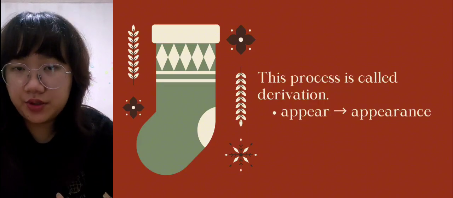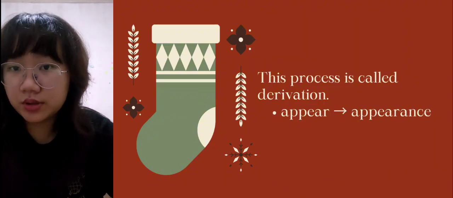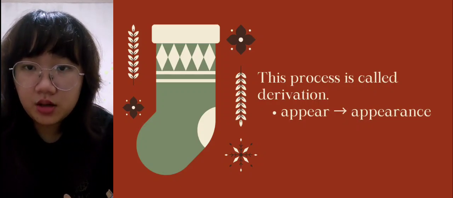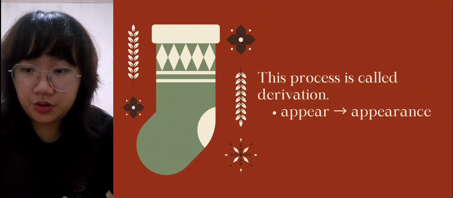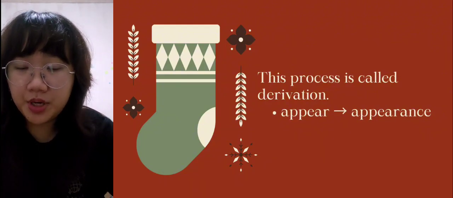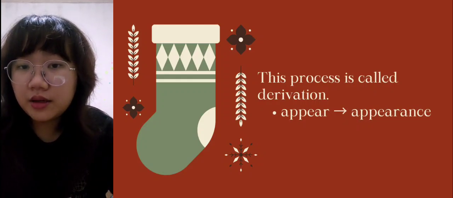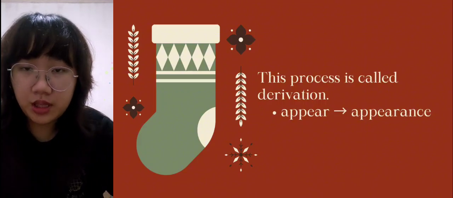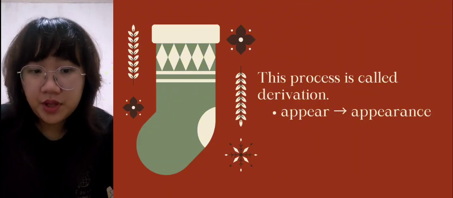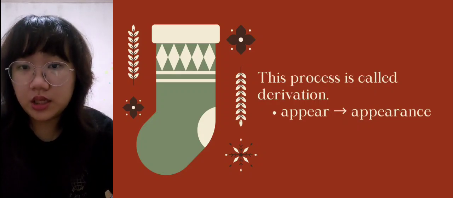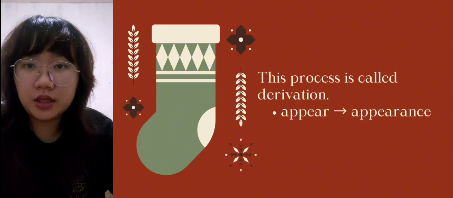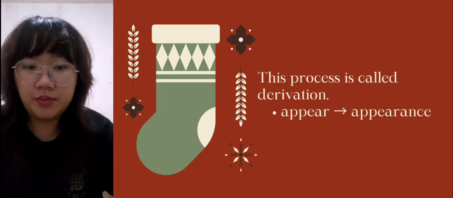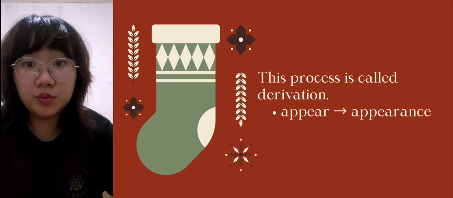When we add a suffix or prefix to a word, we sometimes create a new word. This process is called derivation. You can see in the picture there are two words, appear and appearance. Although they have the same root word, in terms of word classes they are different. The first is a verb, appear. The second is a noun, appearance. Their meanings and uses in sentences are different as well. In a dictionary, we would have to look them up separately, even though they have a common root word.